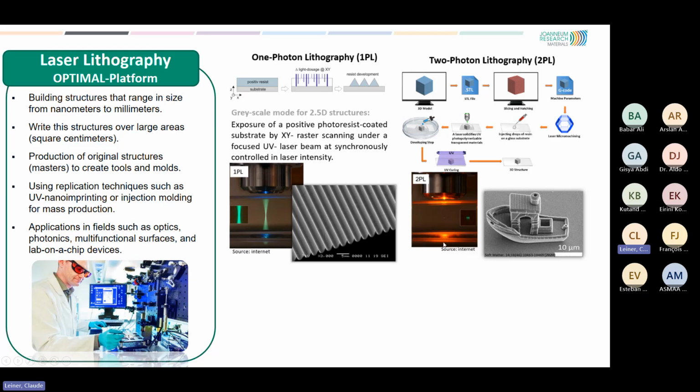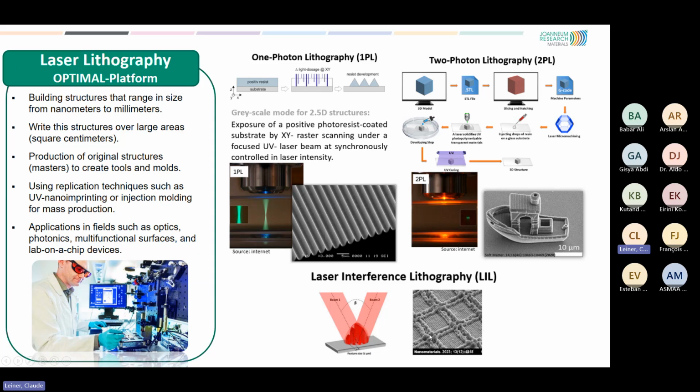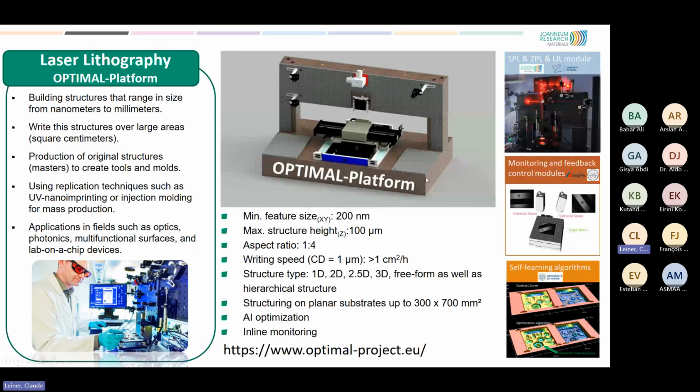to your optical device. Another thing is it can even do laser interference lithography. I didn't want to go into detail on this technique because of time reasons. There you have two laser beams which are interfering, and where the interference field is increased, you have polymerization, and you can make big surface structures with this technique. Yeah, like I said, this is the Optimal platform.